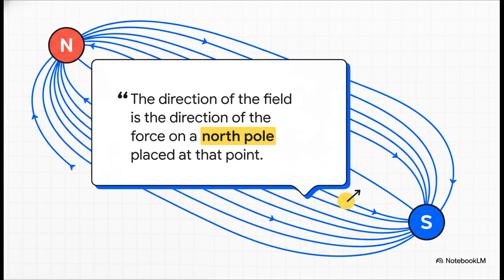And if you're wondering why the field lines go from north to south, this quote from the spec explains it perfectly. So what does that actually mean? Well, just imagine you had a tiny theoretical North Pole all on its own. If you put it in a magnetic field, the direction it would get pushed is the direction of the field line. And since likes repel, the big North Pole pushes our tiny North Pole away, straight towards the South Pole.